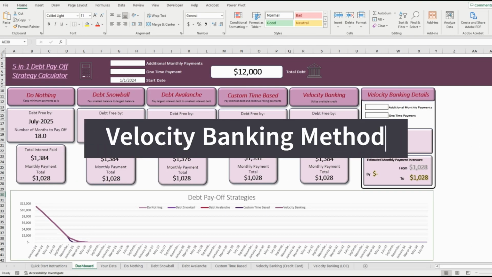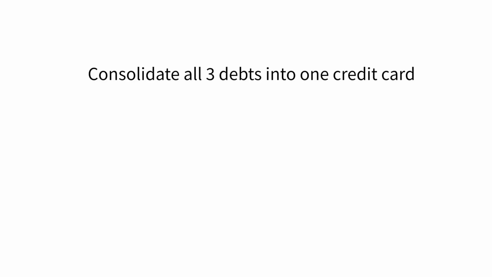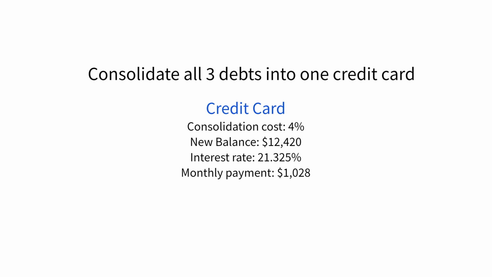For this scenario, let's see what happens if we consolidate all the debts into one credit card. The cost of transferring the debt is 4%, so their total debt owed jumps to $12,420. The interest rate for the debt is 21.325%. And we'll add up all the payments from the three debts into one equaling $1,028.